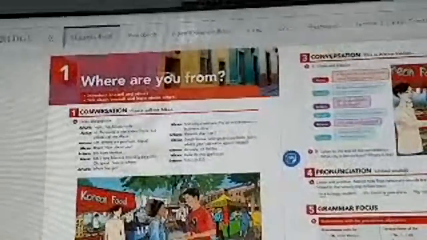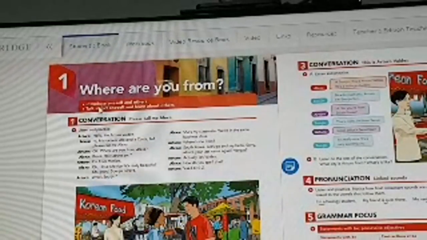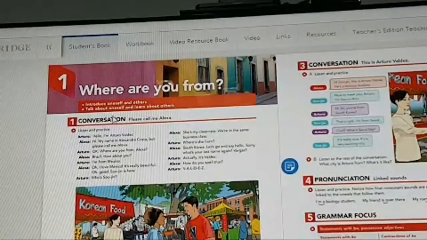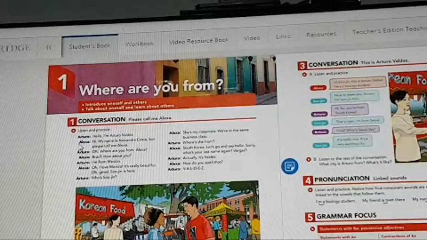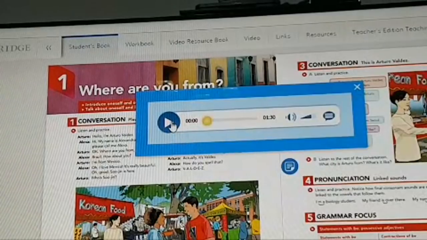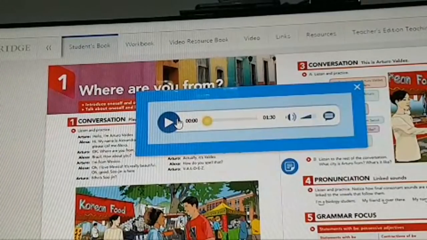How it works. This is the digital version. The digital version will take you through all the pages for the course book. This is page 1 for level 1, for example, and it starts with a snapshot. The very first question, where are you from? The purpose for this is to introduce oneself and others, and the function is to talk about yourself and learn about others. There is a conversation, and in the conversation you should listen, and you click the listening part from here. So you don't need to take your old tape recorder.